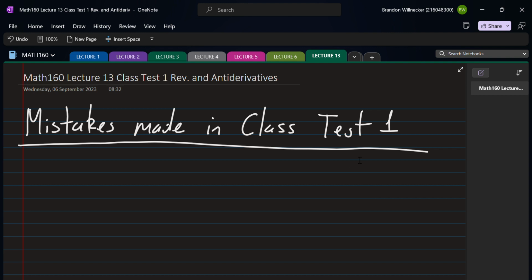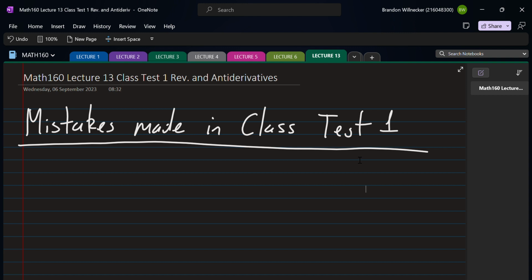So for question 1, most of the students answered this alright, so that's fine, but there were a few mistakes. For questions 1 and 2, students are still leaving the answer in terms of the trig function. Please don't do that. We want the answer in terms of x.